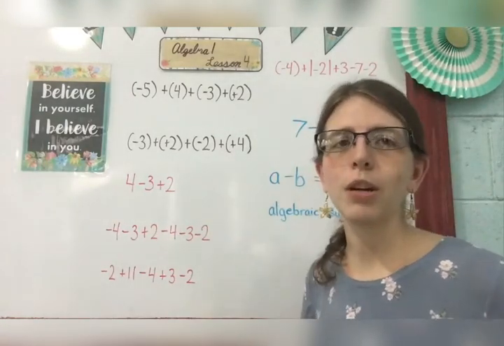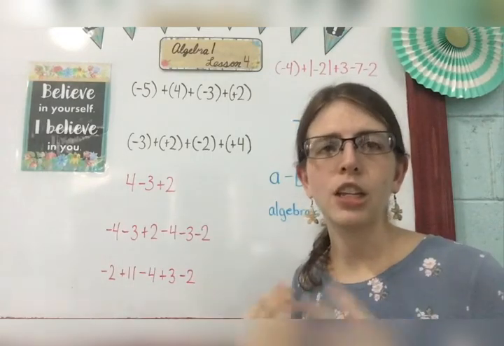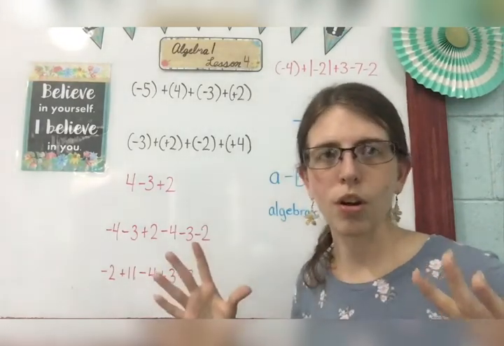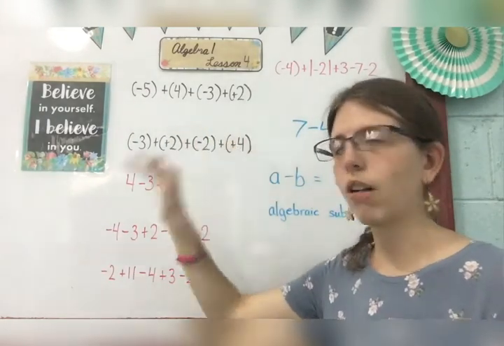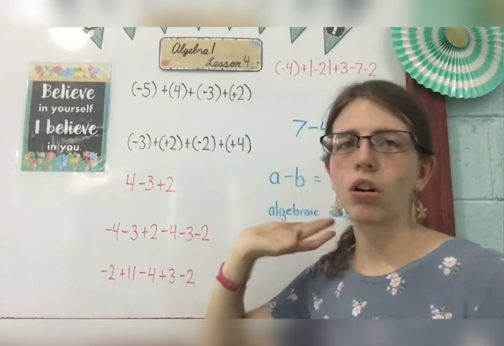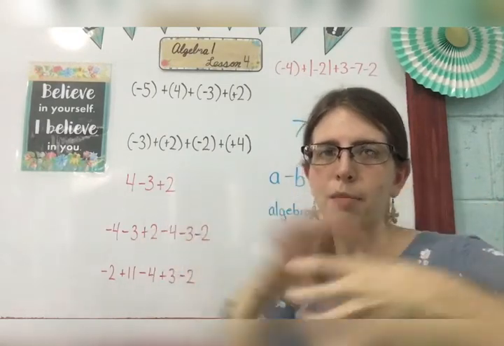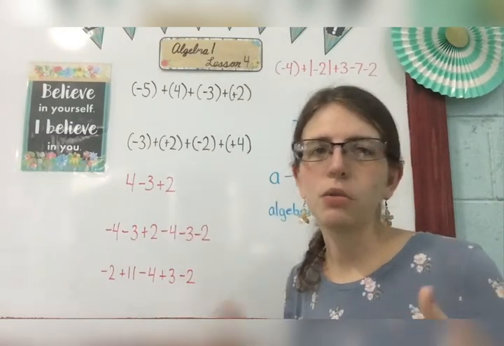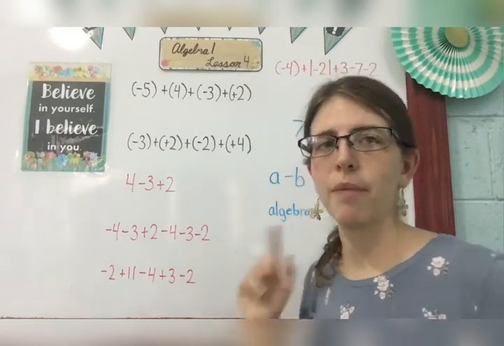When you're adding your signed numbers, because of the commutative property, you can add in any order. So you can add going in order from right to left, or left to right, or you can add in order of your signs. You can do all of your negative signs and then all of your positive signs and then put them together. However you'd like to do it, it doesn't matter. So I'm going to show you both ways through these examples.